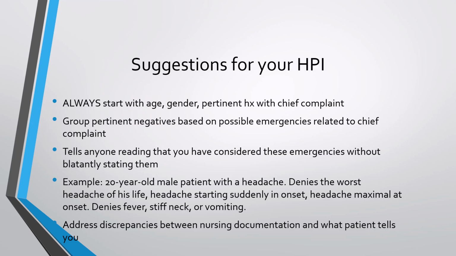So in this example with someone with a headache, the first denial grouping statement clearly states you were thinking about a subarachnoid hemorrhage, right? But the red flags are absent. The next one, fever, stiff neck, vomiting, well, that's talking about meningitis.